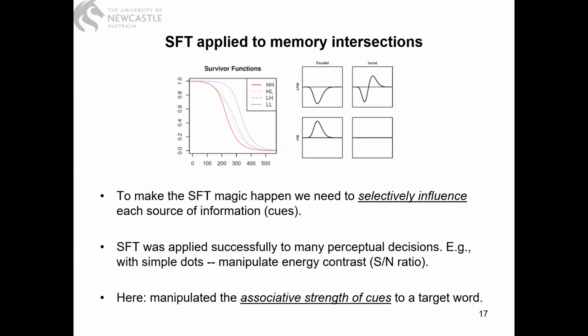Now, to apply SFT to memory intersection, we need to selectively influence each one of the cues. We need to make each of the cues either high or low in strength. And we did so by manipulating the associative strength of the cues to the target words.